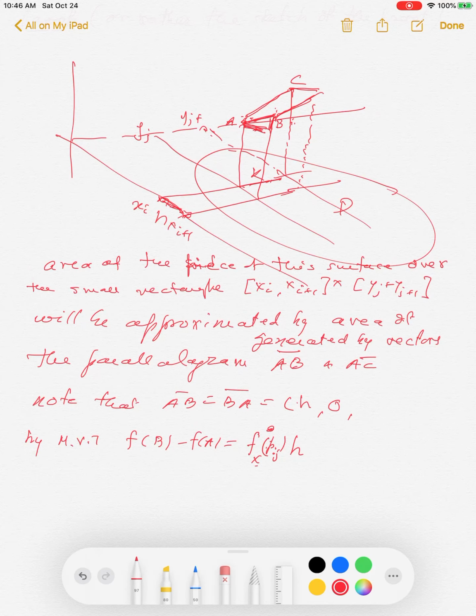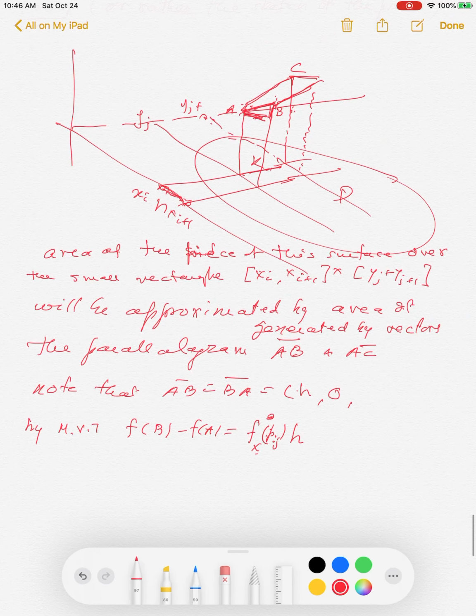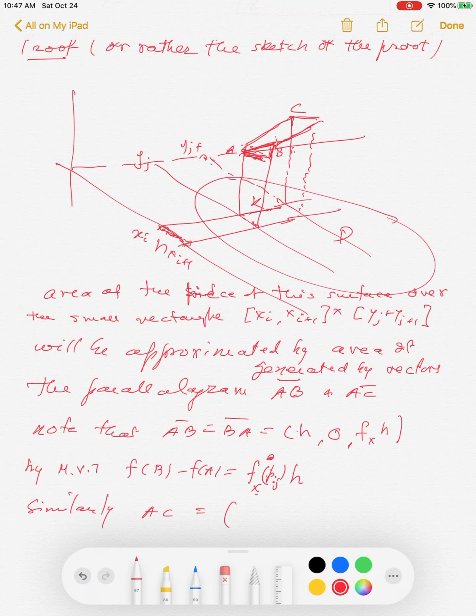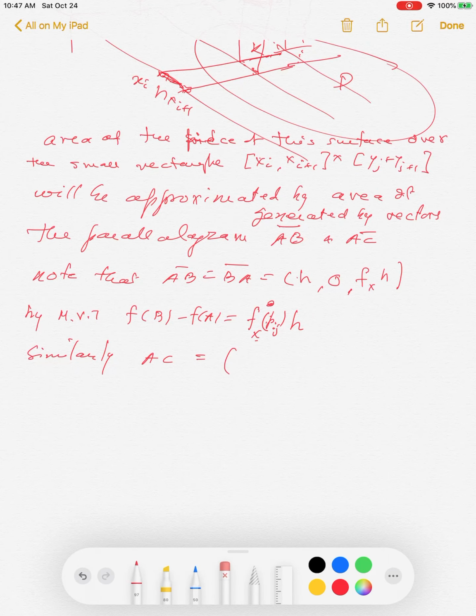What should I call this point? I will call it P_ij. P_ij is some point here. That thing doesn't really matter, because in the limit, which point you pick here, whether you take the minimum or the maximum or any point, doesn't matter. In the limit, the sums will converge to the same limit. But anyway, so this z component will be f_x h, and similarly AC bar, so that's why I said this is a sketch of the proof. Now if you look at AC bar, the vector AC bar is going to be C bar minus A bar.